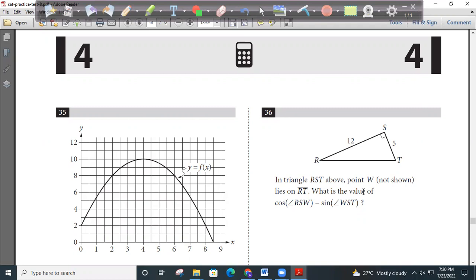This is also a trigonometry question. They're asking what is cos of RSW minus sin of WST. Cos of RSW minus sin of WST is the question which they are asking for.